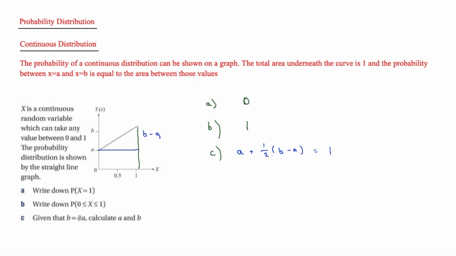We also know that b is equal to 3a, so therefore we can substitute b for 3a in. So we're going to get a plus half, and that's going to be times by 2a equals 1. So therefore we've got 2a is equal to 1, so a is equal to a half. B is then going to be equal, we know that b is equal to 3a, so therefore b is equal to 3 over 2.